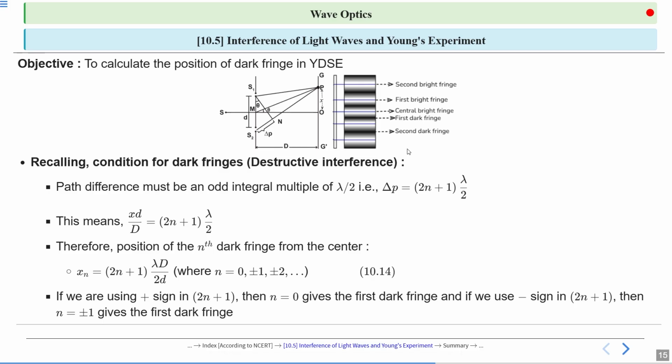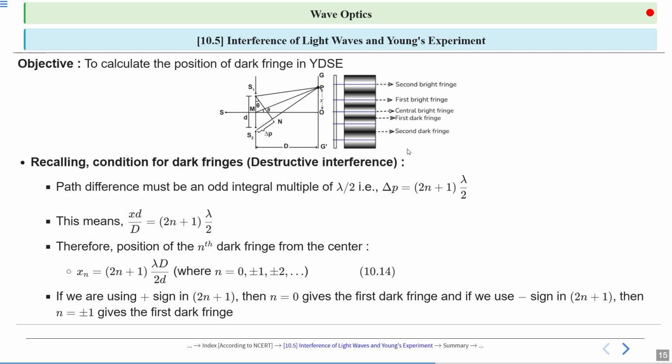In some questions you will face when you solve from different books, somewhere it is written 2n plus 1, somewhere it is written 2n minus 1. If you are using 2n plus 1, then n will start from 0. For the first dark fringe, n will be 0. But if it is written 2n minus 1, then the first dark fringe will be from n equal to 1 or plus minus 1.